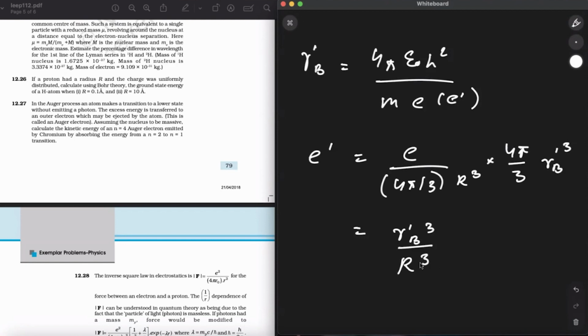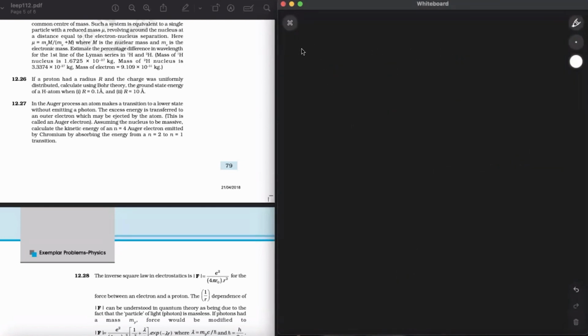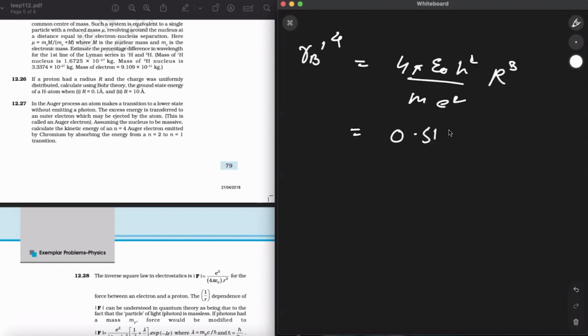Simple. Now rb dash raised to the power of 4. If I take r dash b ka cube, if I take the other side, it will be raised to the power of 4. It will be 4 pi epsilon naught h square upon m e square into r cube. Alright, so now this part is already 0.51 angstrom, and r cube is 10 angstrom ka cube, 1000, so it will be 510 angstroms.